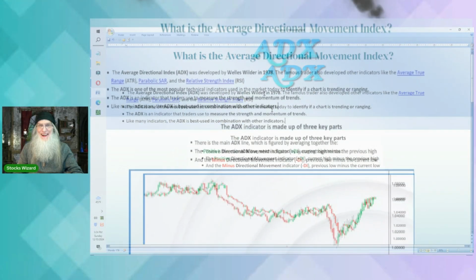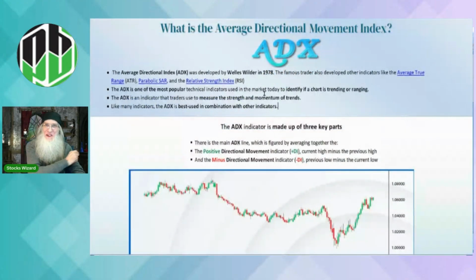So I've got a lot of different charts I'm going to share with you because each one shows us a different aspect of the type of information we can get from the ADX. So let's jump on into that right now. I got a lot of information to share with you about the ADX, and I have tried to organize it as best I can so that you don't get confused.